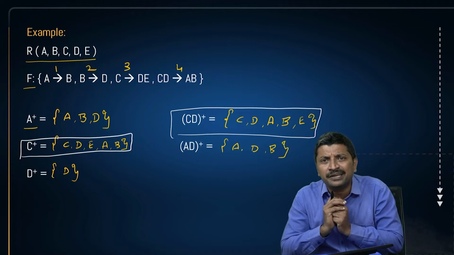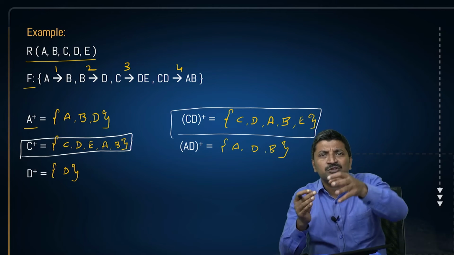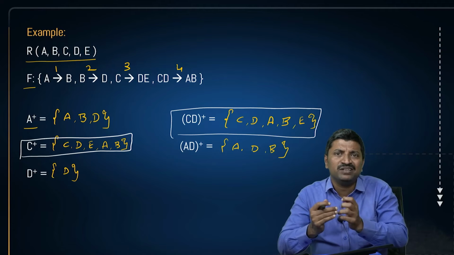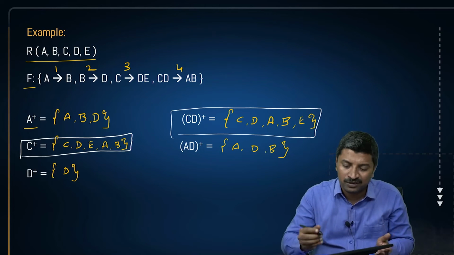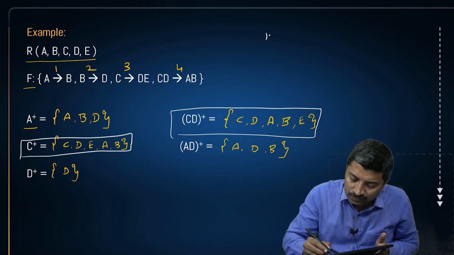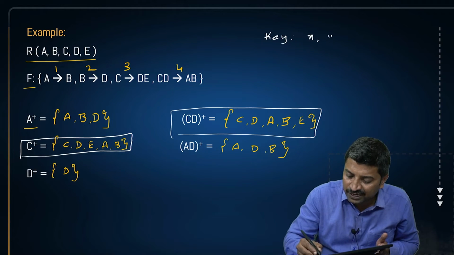Then what is a candidate key? A key with a minimal set of attributes. What does it mean? Suppose I have a key with 3 attributes X, Y, Z.